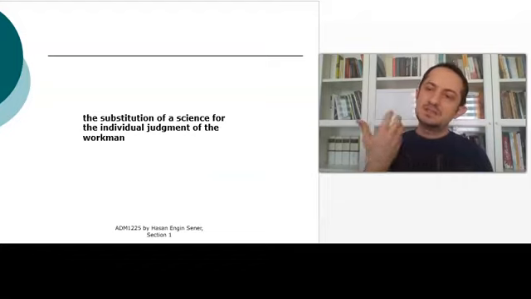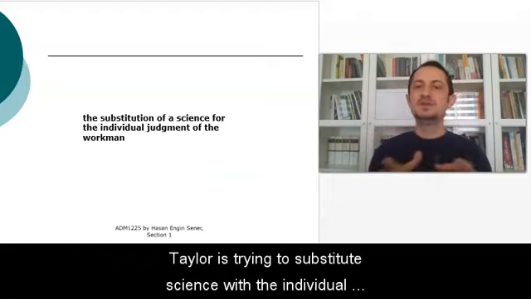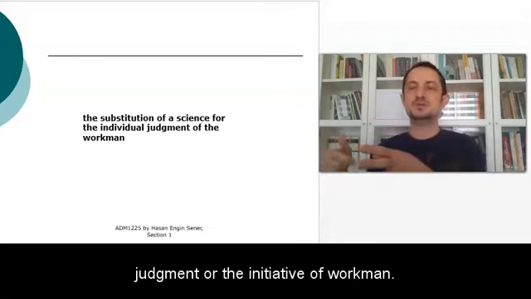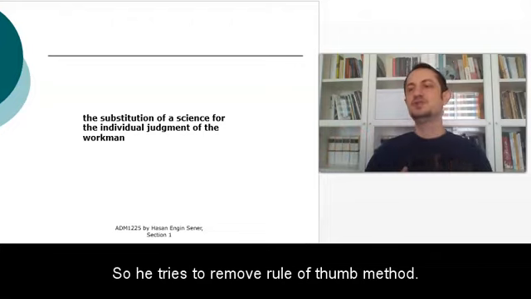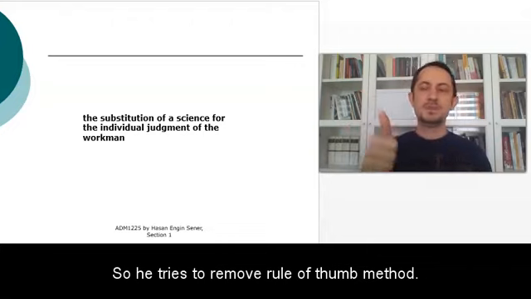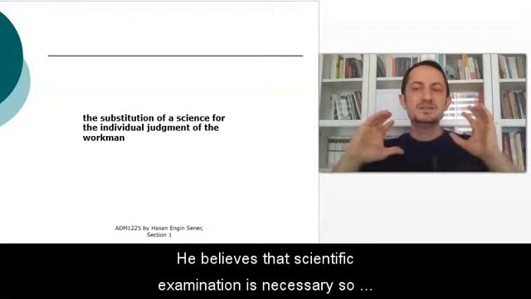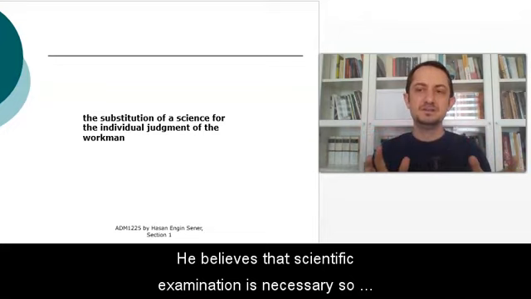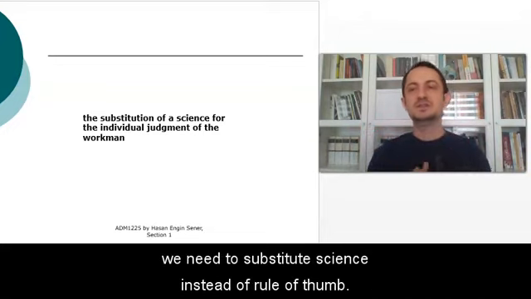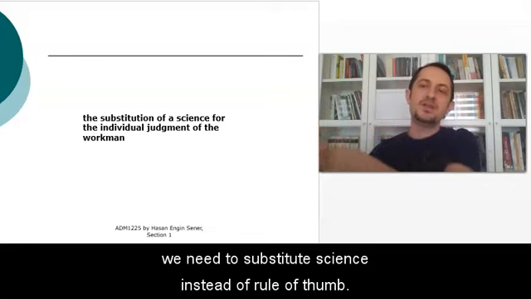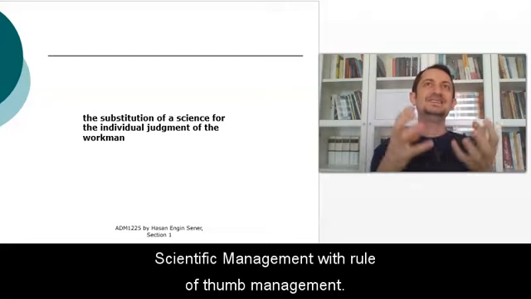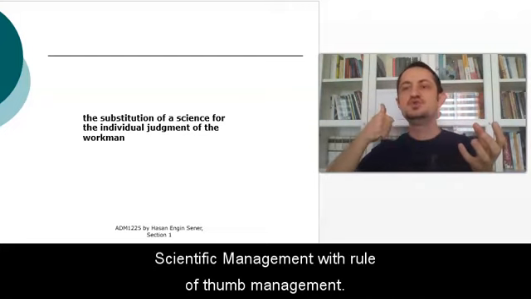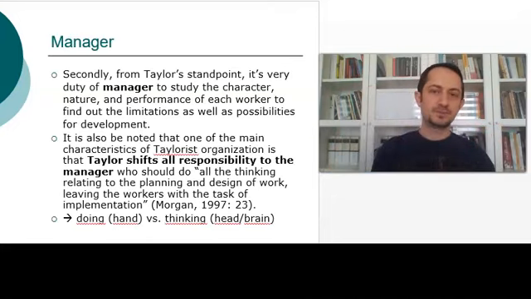So Taylor is trying to substitute science for the individual judgment or initiative of workmen. He tries to remove rule of thumb methods. He believes that scientific examination is necessary, so we need to substitute scientific management for rule of thumb management.